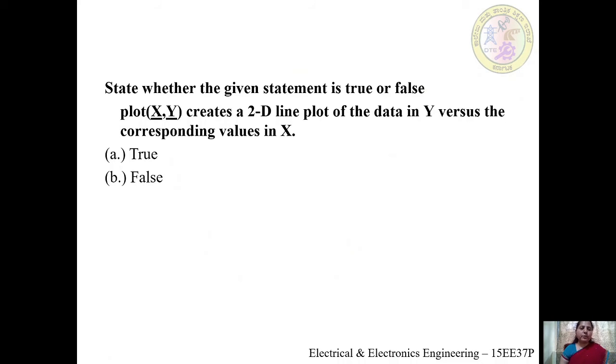Let's see a multiple choice question now. State whether the given statement is true or false. Plot of x comma y creates a 2D line plot of the data in y versus the corresponding values in x. See, this is true because it is going to plot the data in y versus the corresponding values in x. So the correct answer is A.